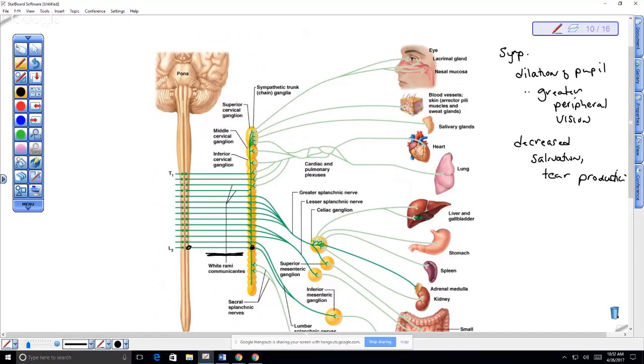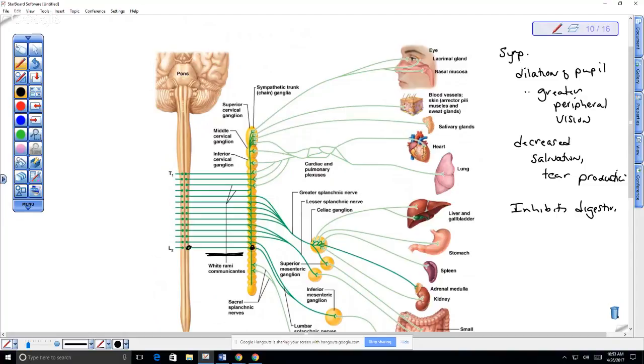The sympathetic nervous system would innervate the heart and release norepinephrine, and norepinephrine would be excitatory. So it would bind to receptors and cause heart rate to increase. When we look at the lung, that would cause breathing rate to increase. In the stomach, that would actually be inhibitory. So this tends to inhibit, so it inhibits digestion.